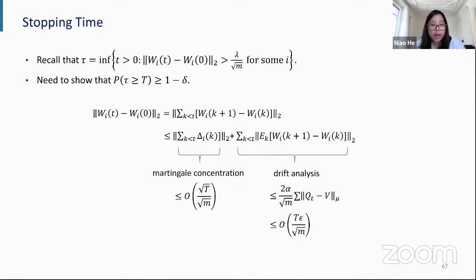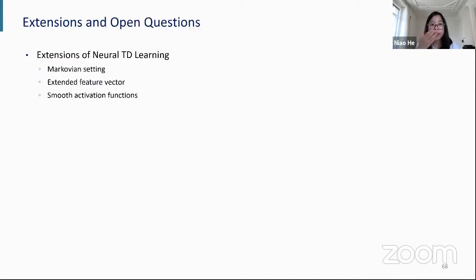And I will not go into the details here. I'm just trying to keep track of the time here. Okay. So this is how we can actually show that everything holds with high probability, that within this fixed number of iterations, indeed you can control this deviation of your network weight parameters. And that completes the proof here.